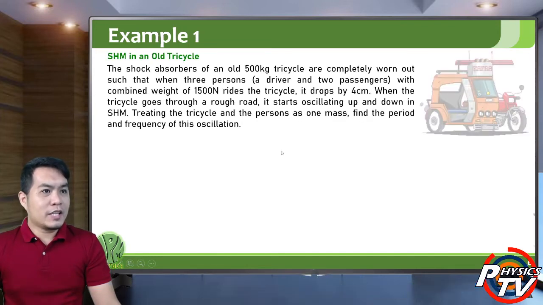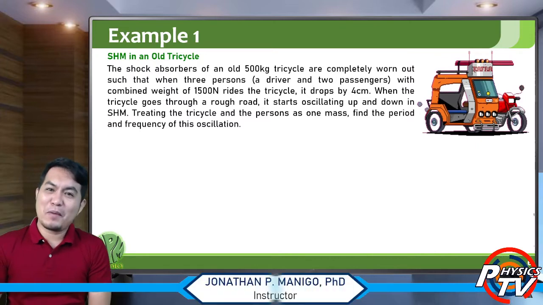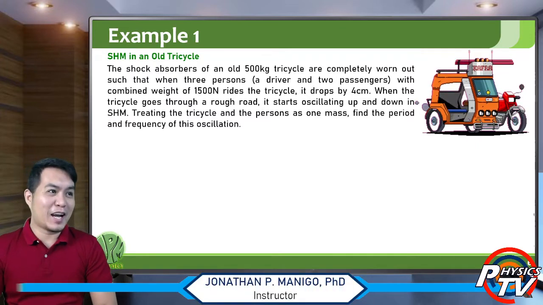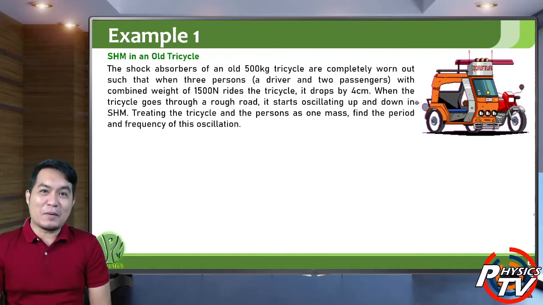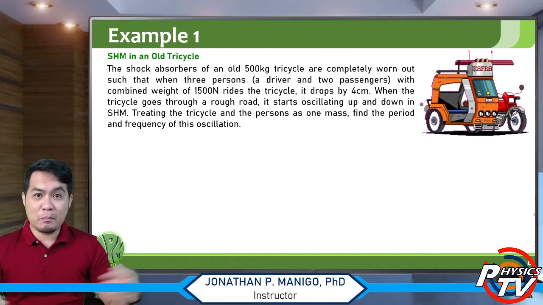So this is simple harmonic motion of an old tricycle. Maybe you have experienced this when you ride an old tricycle, that the tricycle is moving up and down whenever it's just on a level road or on a bumpy road.